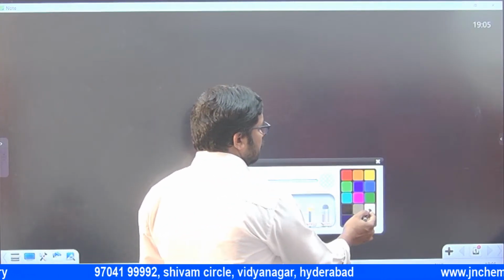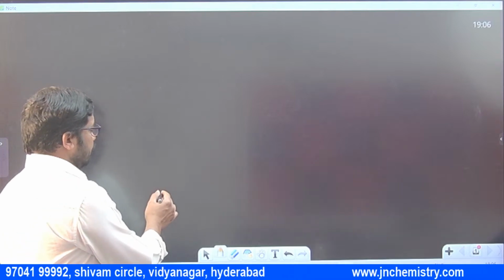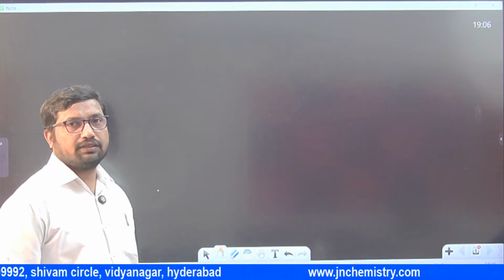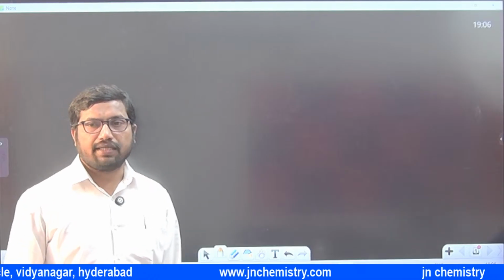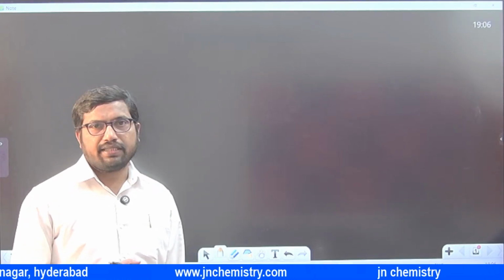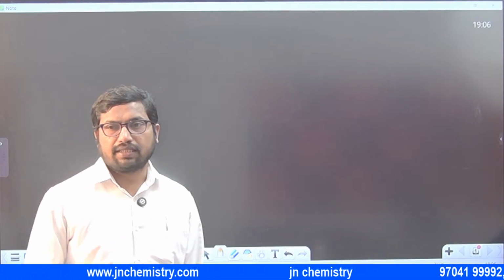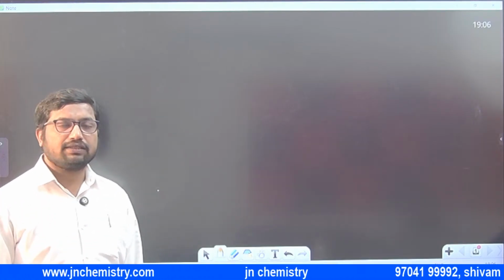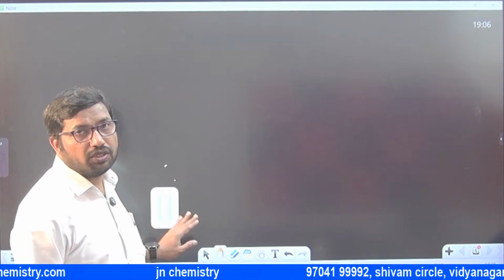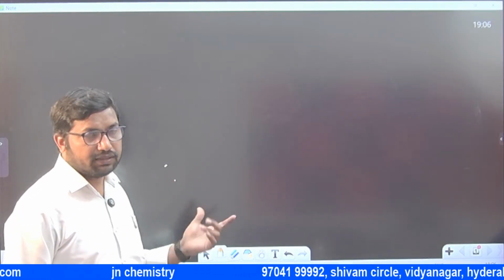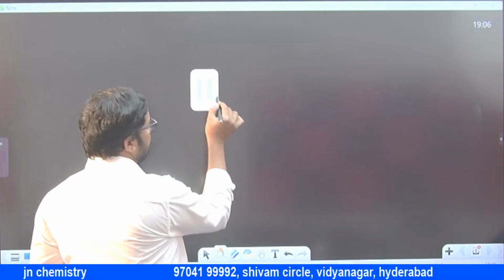Right, Ram. So we just started the ionic equilibrium, right? In ionic equilibrium, we were discussing strong acids and weak acids, which means first electrolytes and non-electrolytes. Electrolytes are those which can conduct electricity, forming ions or dissociation takes place. So electrolytes can be classified into strong electrolytes and weak electrolytes. In the strong electrolytes, I gave you the strong acids.